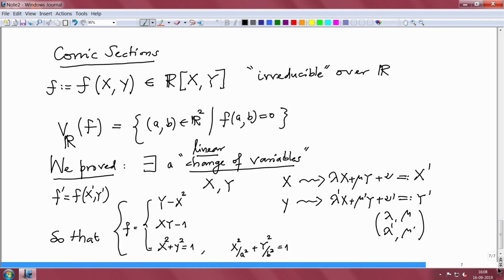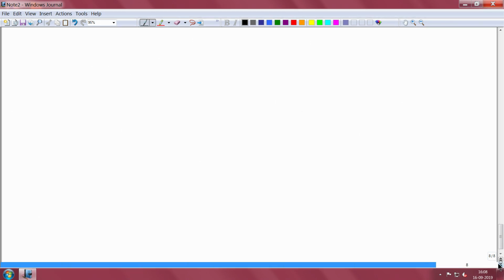In the first case, unfortunately I have to go to the next page. In the first case, y minus x square, what is the zero set? If you want to plot now in the real plane, this is R2. y is always positive, so it is like this. This is called a parabola.